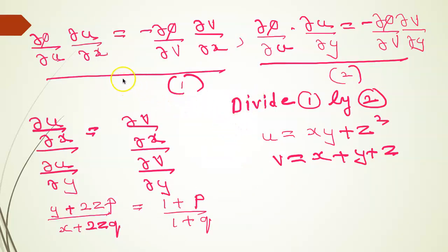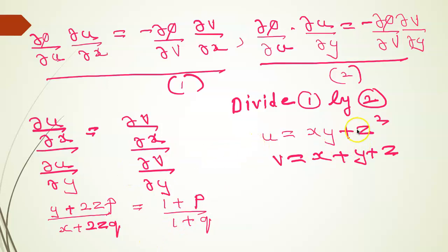So what happens? Del phi by del u gets cancelled, del phi by del v gets cancelled, and I get del u by del x by del u by del y is equal to del v by del x by del v by del y. Now what is del u by del x? It is y plus 2zp. Del u by del y will be x plus 2z del z by del y, that is q.